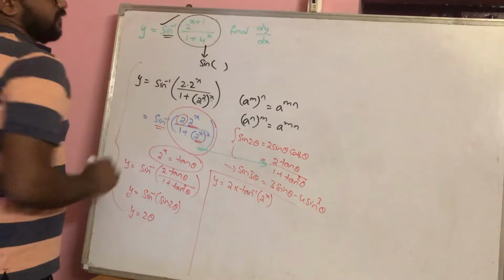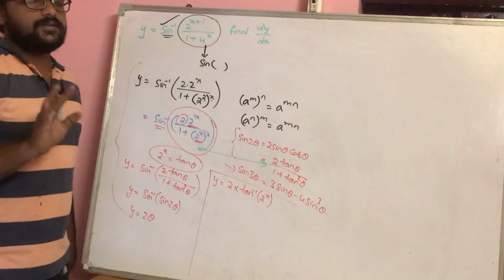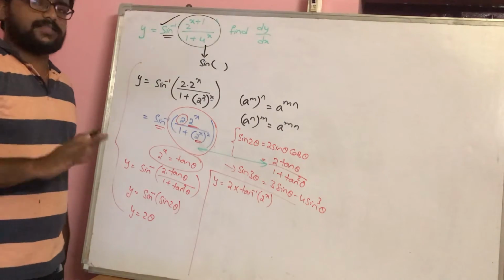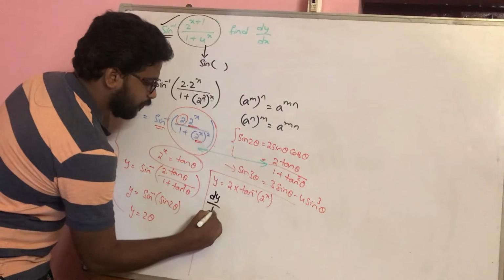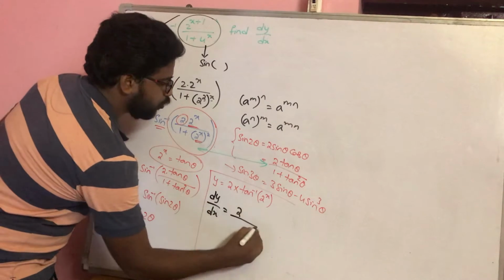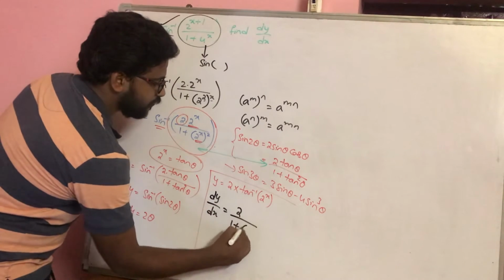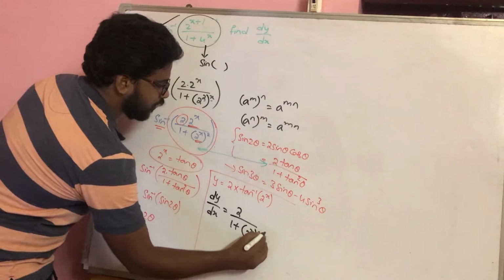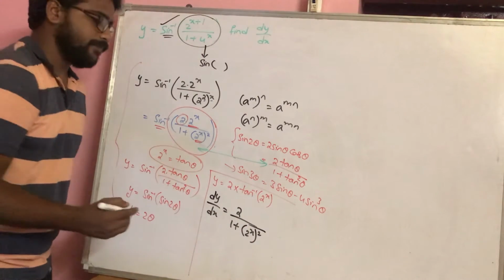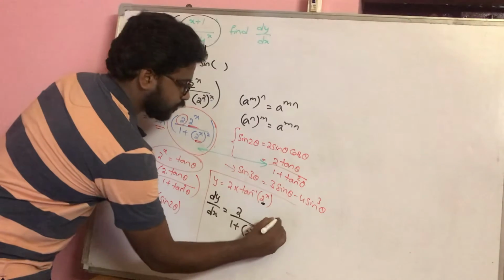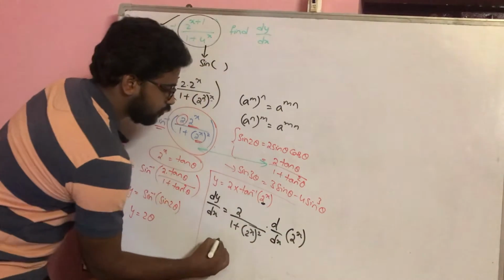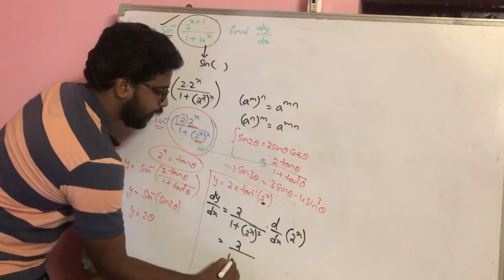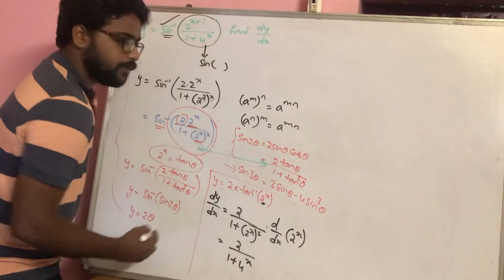The question is given in terms of x, and the answer should also be given in terms of x. Simple logic as that. If I apply the differentiation here, dy by dx is equal to 2 by tan inverse function differentiation, that is 1 by 1 plus x square, but this is not x, so for the inner derivative of that 2 power x, you will be getting this: 2 divided by 1 plus 4 power x.